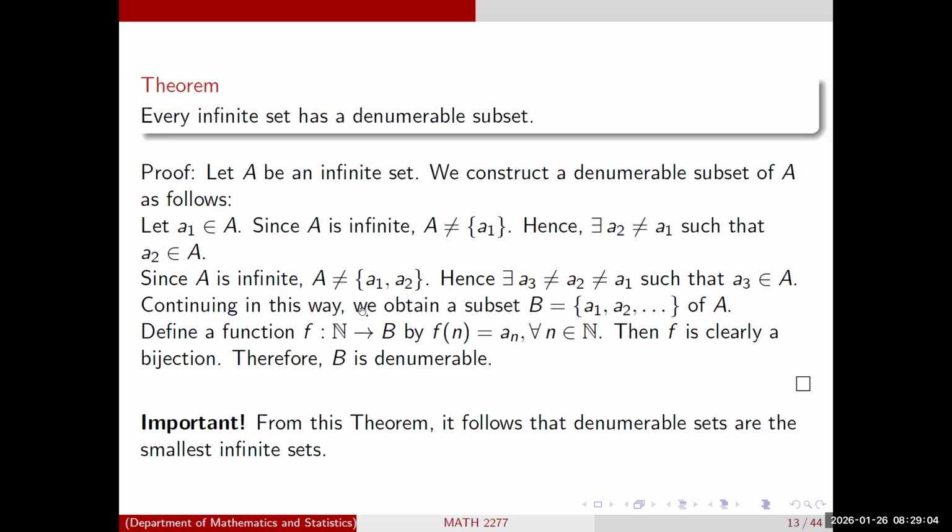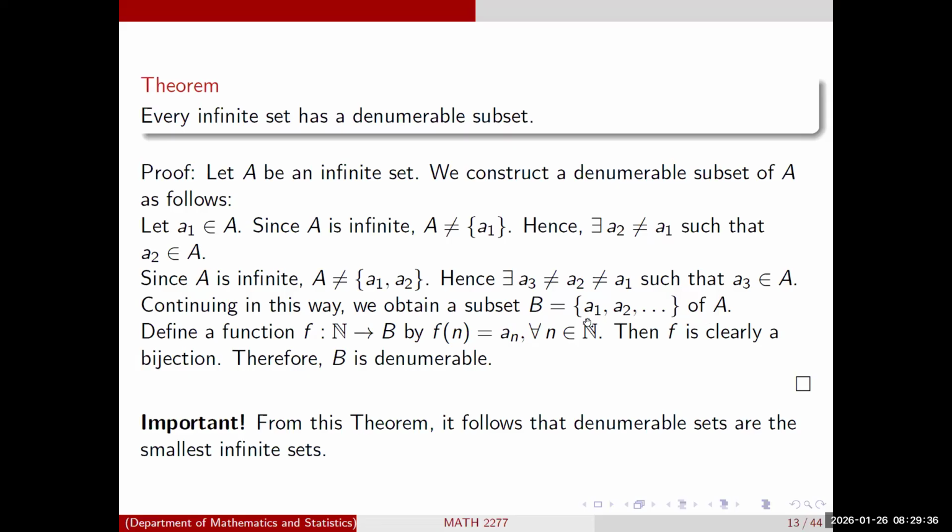Continuing in this way, we obtain a subset B, and B contains these A1, A2, A3, and so on. Now, by construction, B is obviously a subset of A, because where are the elements of B coming from? They are coming from elements in A. So by construction, B is inside of A. Now we need to argue, why is B denumerable?